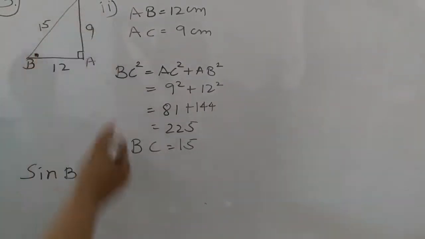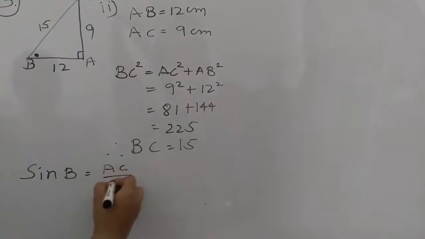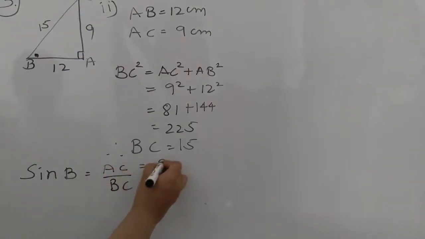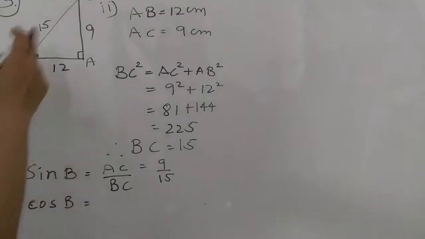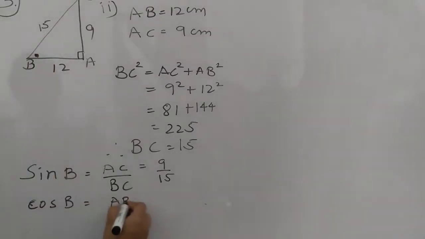So opposite to it is AC and hypotenuse is BC. So AC is 9 and hypotenuse BC is 15. Similarly I write cos B. So cos B is adjacent upon hypotenuse, so AB upon BC. That is why 12 upon 15.